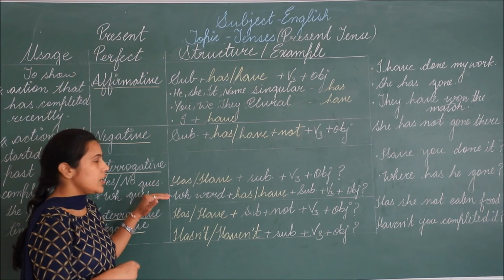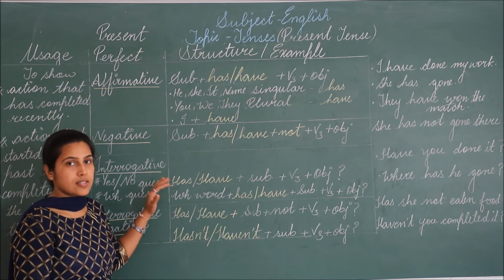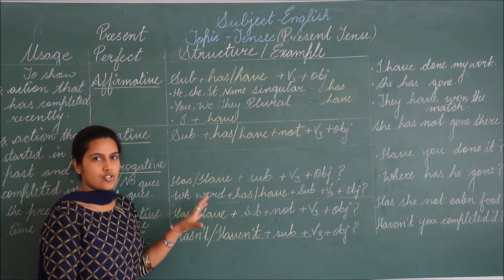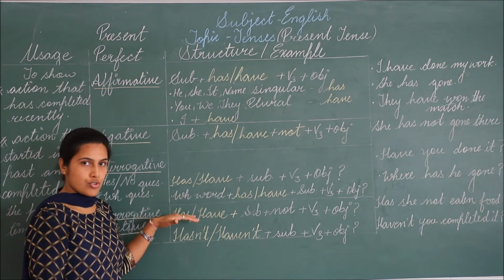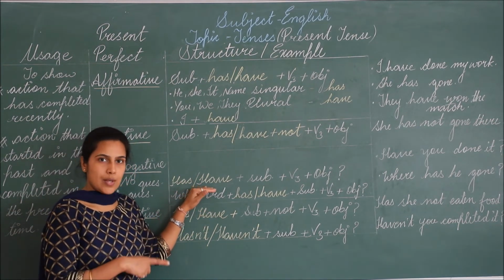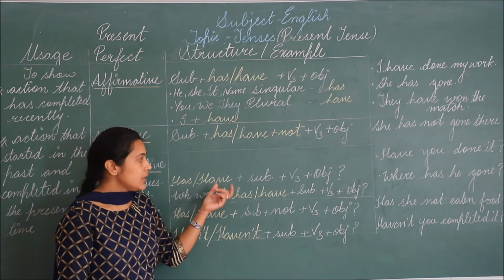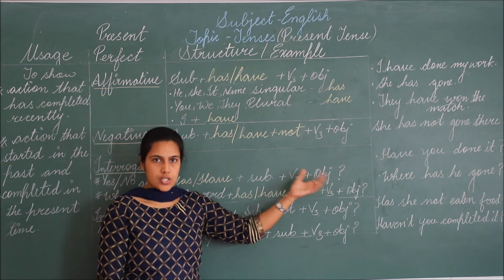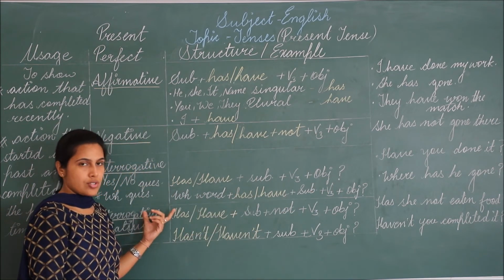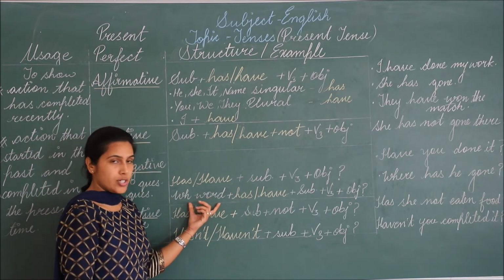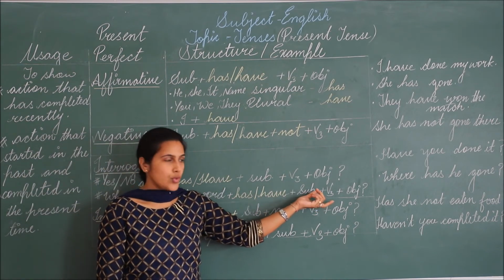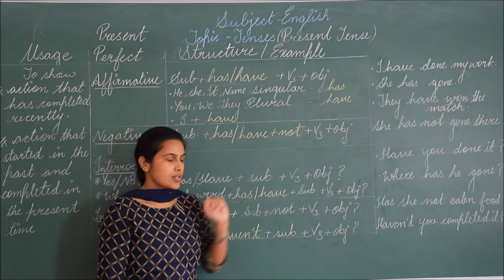Then we have interrogative sentences. In interrogative you ask questions, and over here the structure is for yes or no questions. First you put the helping verb, that is has or have, then you put subject, then third form of the verb, then the object. For WH questions, first you put the WH word, then has or have, then subject, then third form of the verb, and then the object.